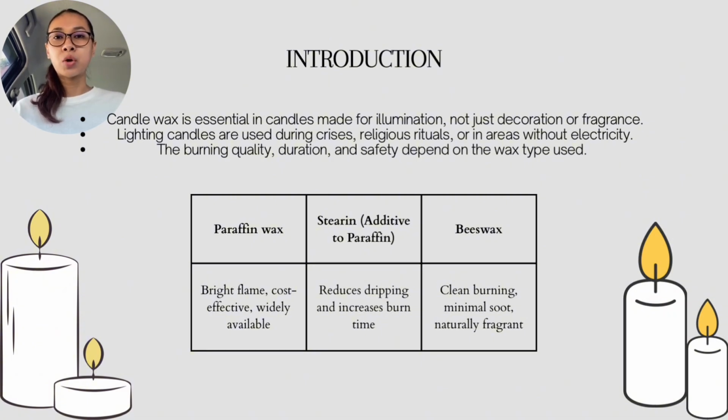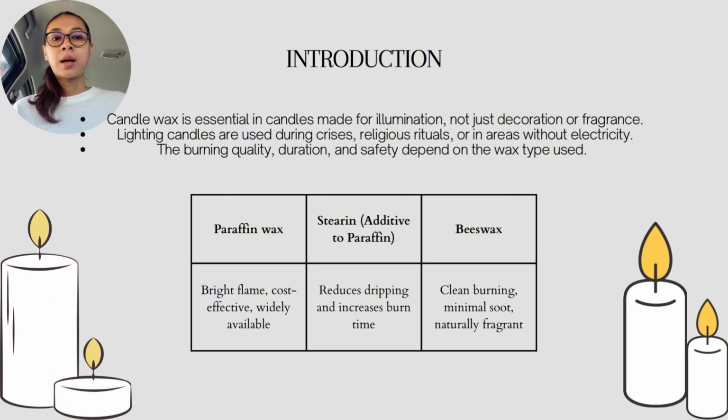It is a petroleum-based product made up of long-chain saturated hydrocarbons. The advantages of paraffin wax include its bright flame, affordability, and availability. To improve the quality and stability of paraffin candles, styrene is often added. Styrene is a fatty acid that can be derived from either animal fats or vegetable oils.